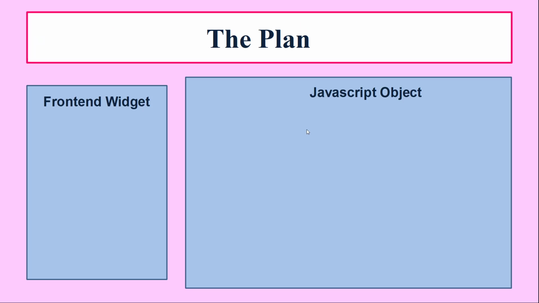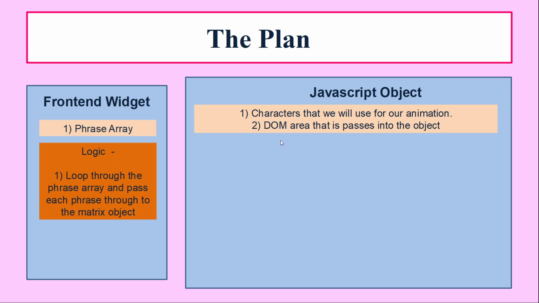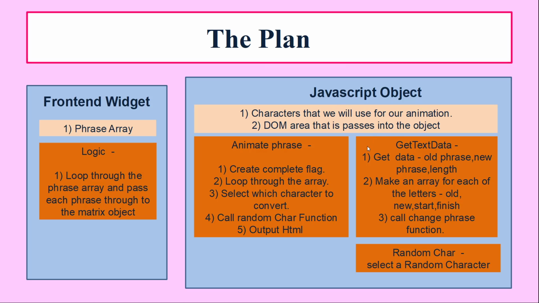So we've done the JavaScript object, we've already created the front end, we've got the phrase array. Now what we're going to be making today is this logic that loops through that phrase array and passes each phrase through to the JavaScript matrix object. So we've done all of this in previous videos. We just need to make sure that we start connecting them up.